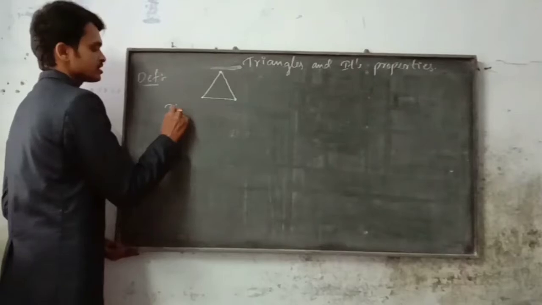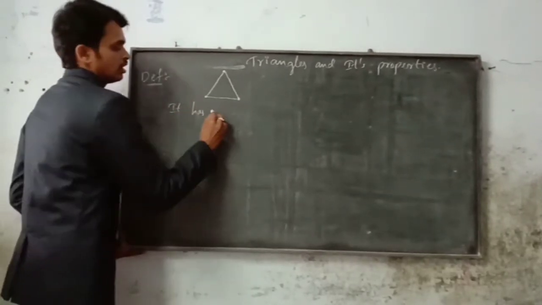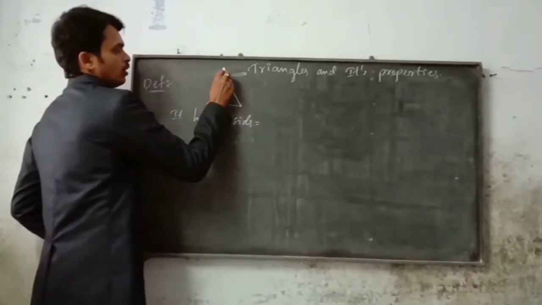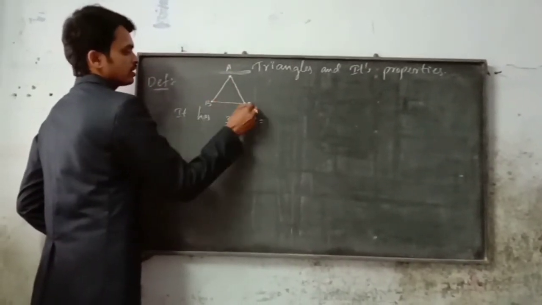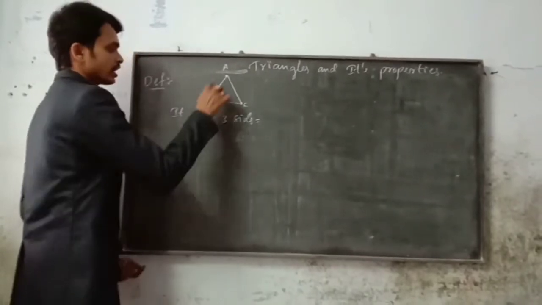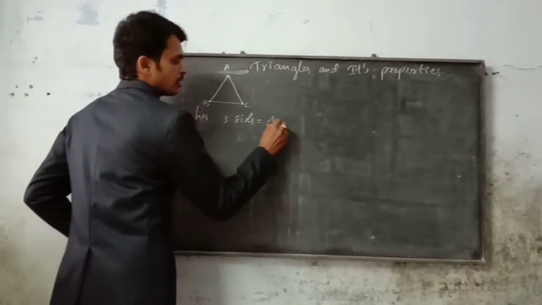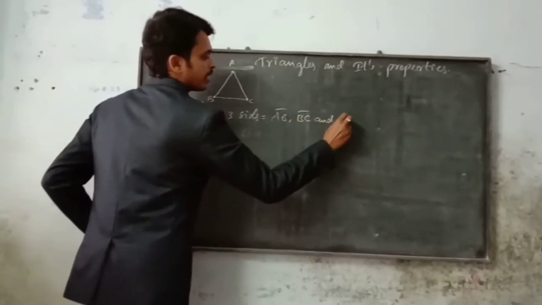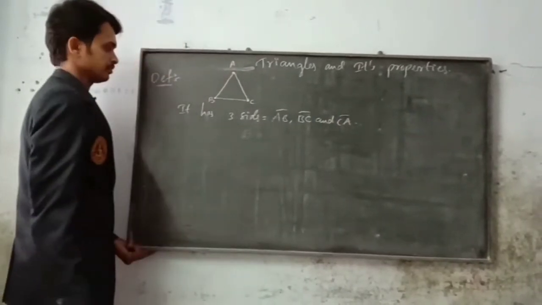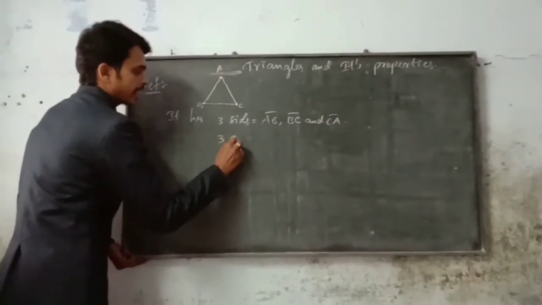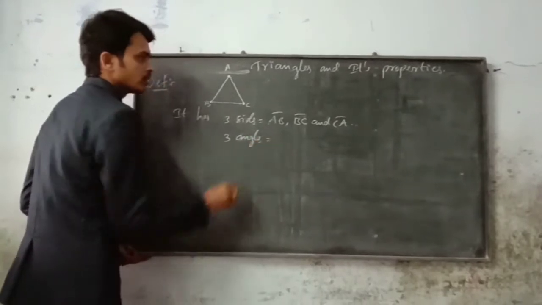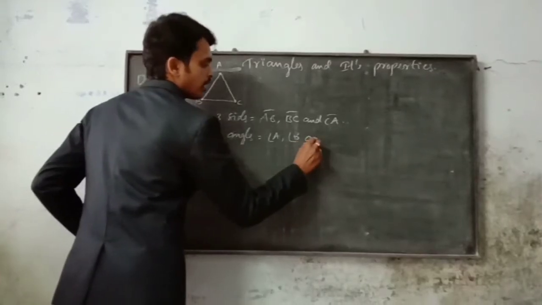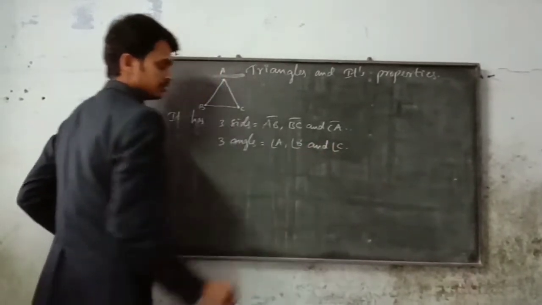The triangle has three sides. We denote this as triangle ABC. The sides are AB, BC, and CA. It has three angles. The angles are angle A, angle B, and angle C.